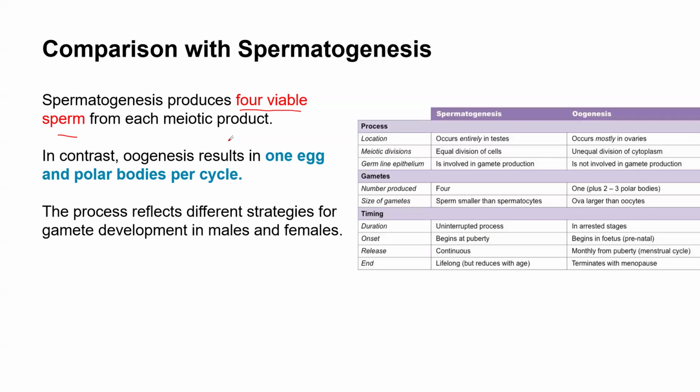When does it end? For sperm, in the case of man, it is a lifetime, lifelong. Even a man of 100 years can still release sperm, so that's why it is lifelong, but it reduces with age. While for oogenesis, it terminates with menopause. So that is why, generally in the case of females, as the age increases, there is a greater chance of not conceiving.